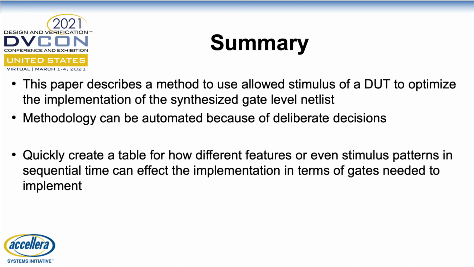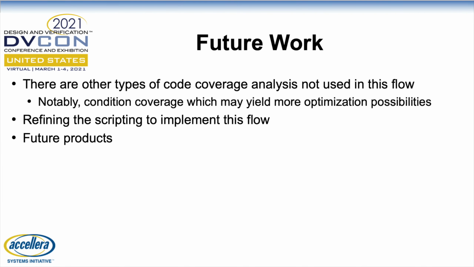So what you could do with this idea is, of course, make designs smaller, less power, less area. But you'd also do the what-if scenarios, where you could see how much every feature of a design actually takes as far as gates required to implement it. It's something that a designer would dread doing. There are different types of code coverage that we didn't cover in this presentation. Notably, I think condition coverage, if used, could figure out a few more optimizations that are not covered here. There's more work to refine the scripting flow and perhaps future products that use this methodology.